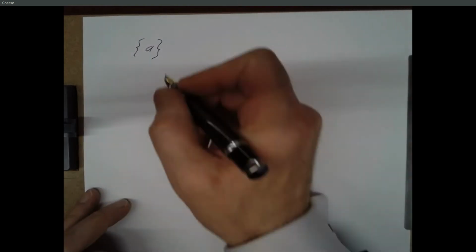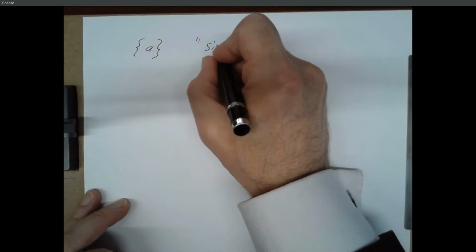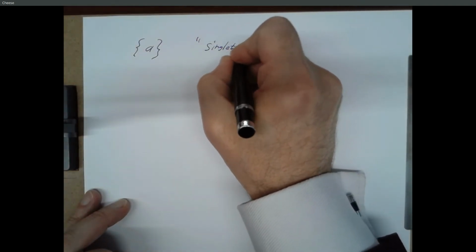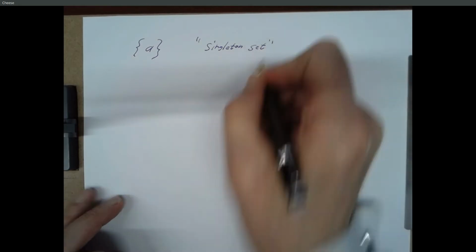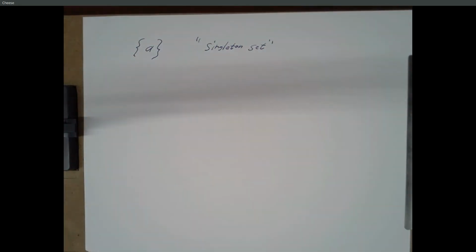So this is a set consisting of the letter A. Not a very exciting set, but it's a set nonetheless. It has a single element in it. A set that contains a single element is special. This is called a singleton set. And they hold a special place in set theory.